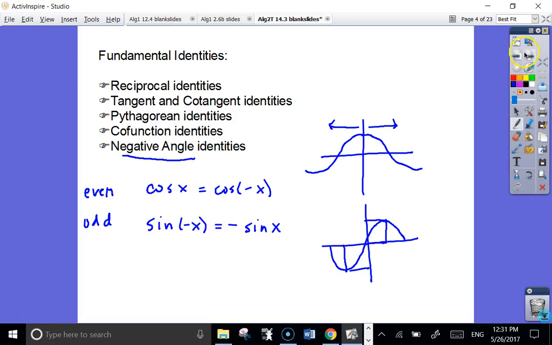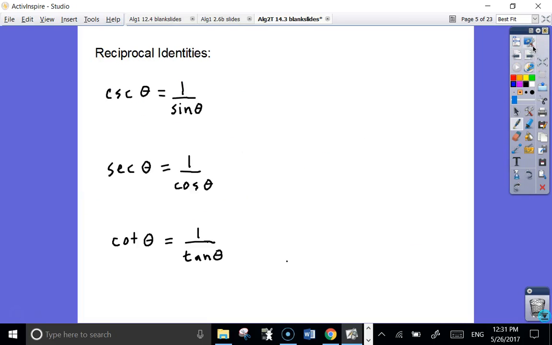Okay, so let's try some of these. The reciprocal identities, truthfully, we kind of knew already. When we defined the cosecant, we said it was the flip of the sine. So cosecant is 1 over the sine, the secant is 1 over the cosine, and the cotangent is 1 over the tangent. That's the reciprocal identities.